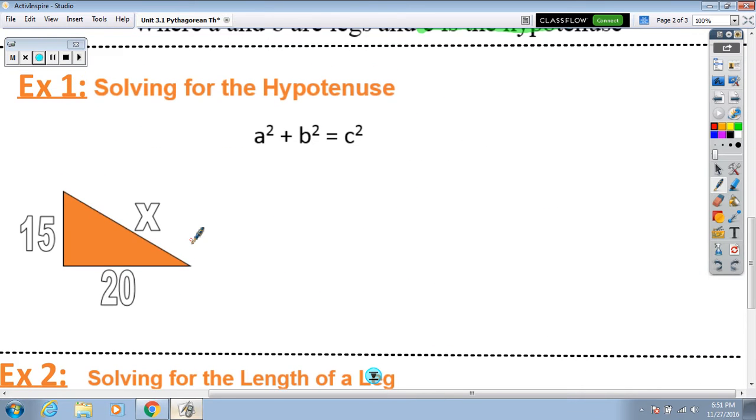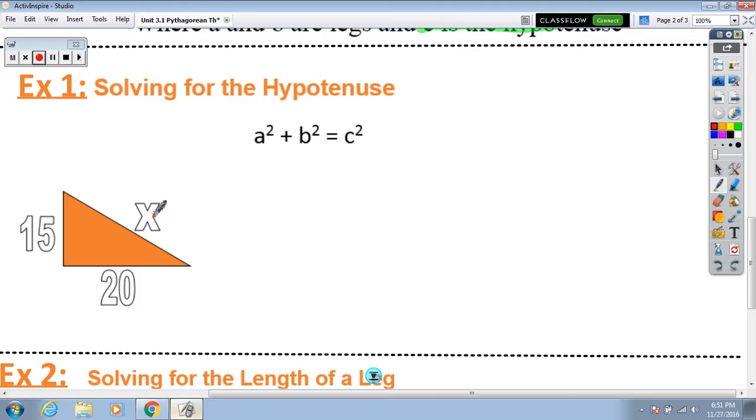So this is our first example. Notice that we have a triangle that looks like a right triangle. I have a measurement or a number outside the triangle of 20. I have a measurement over here of 15. And I have a measurement of x that we don't know. So obviously I'm solving for x.